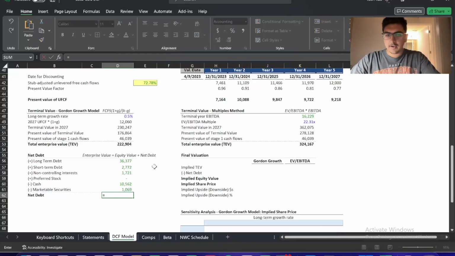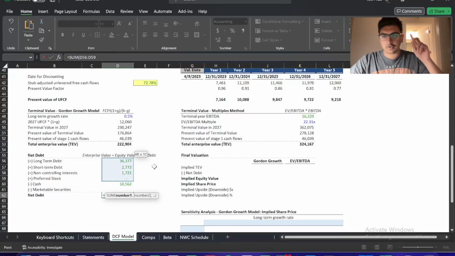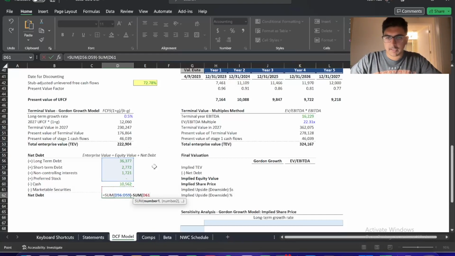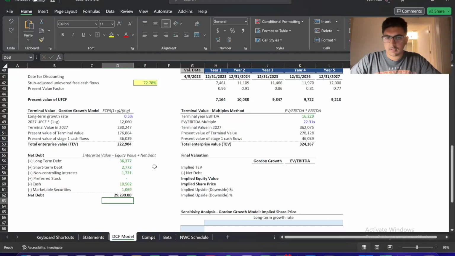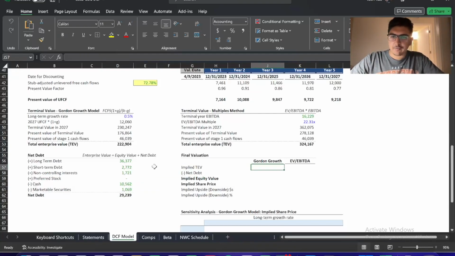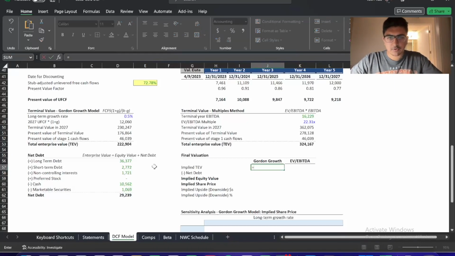So our net debt is going to be the sum of these items from preferred stock to non-controlling interest, short-term debt, long-term debt, minus the sum of all cash-like items. 23.239 billion is our net debt. So now we can go over here to our final valuation. We're almost done, people. So implied total enterprise value.